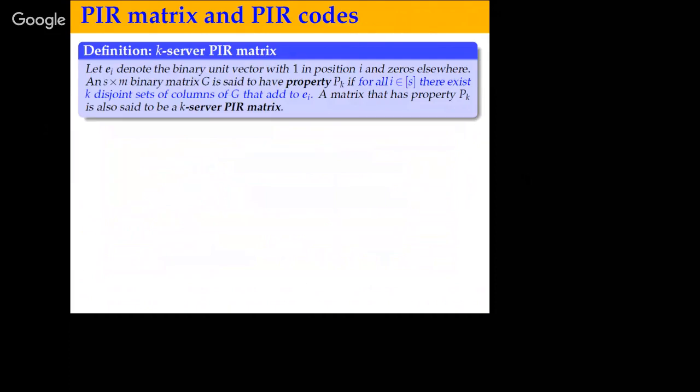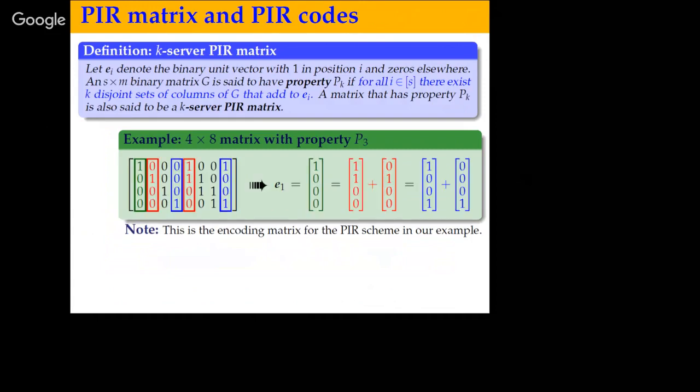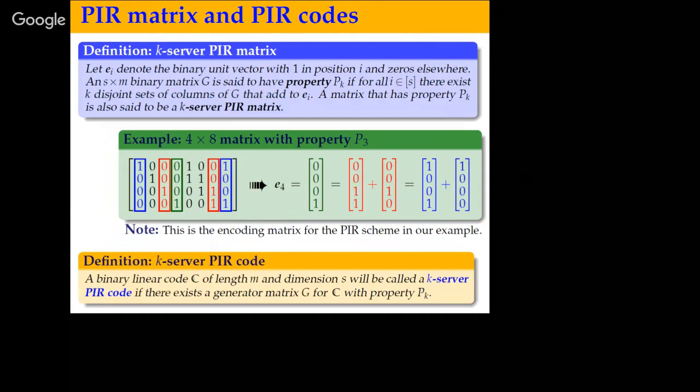And again, a reminder of the definition. So what is the defining property of these codes? That is the property. So you give me any unit vector. I want to find k disjoint sets of columns, that's the parameter k, in this matrix, such that the sum of the columns in every set is e sub i, and that has to be true for every i. k disjoint sets must exist. And then this is what I call k-server PIR code. Okay?